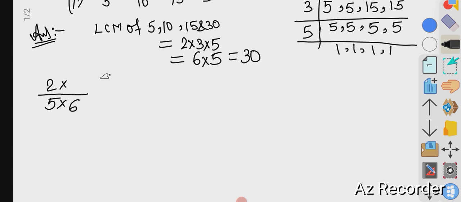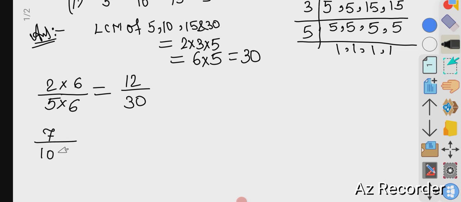Okay, so here also we multiplied by 6. So here the numerator comes out to be 12 and the denominator comes out to be 30. So see here, the modified rational number of 2 upon 5 is 12 upon 30, whose denominator is 30. Things are clear, Babu?